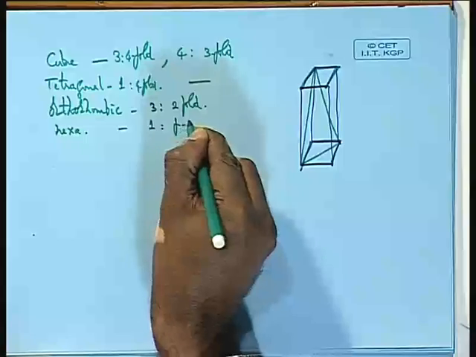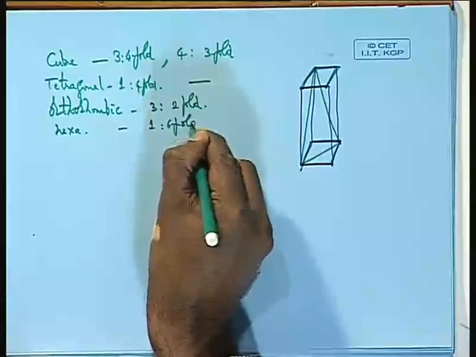What are the indices of that direction? Yamini, can you tell me what will be the indices of the direction which is perpendicular to the basal plane? No, no, 0 0 0 1, that is the c axis, okay. 0 0 0 1 is the direction which is perpendicular to the basal plane, and that has a one six-fold symmetry. So that is the characteristic.